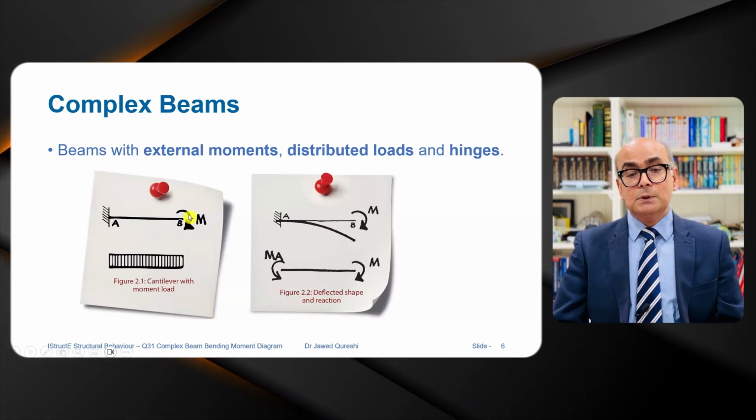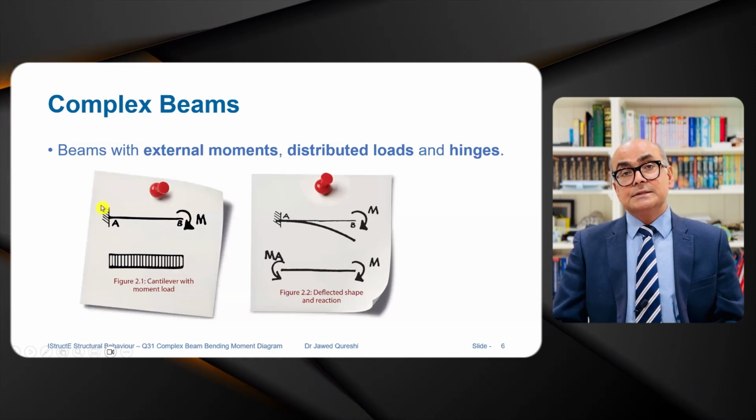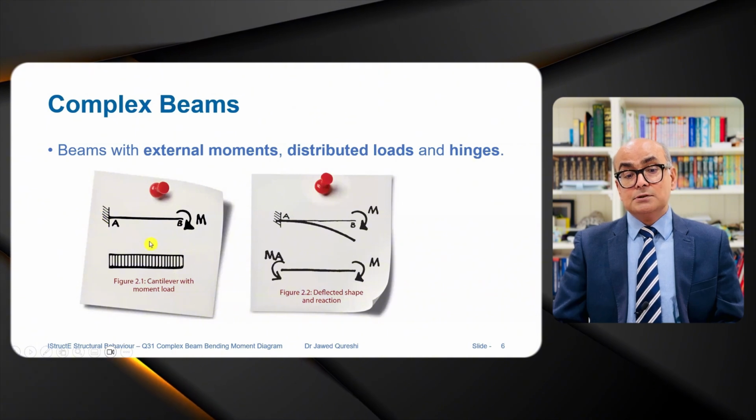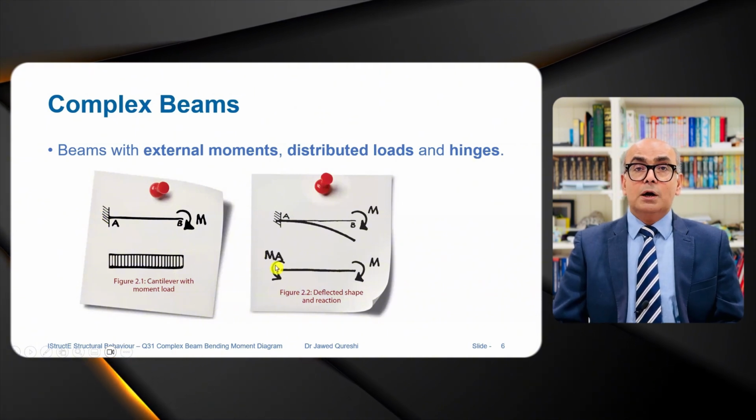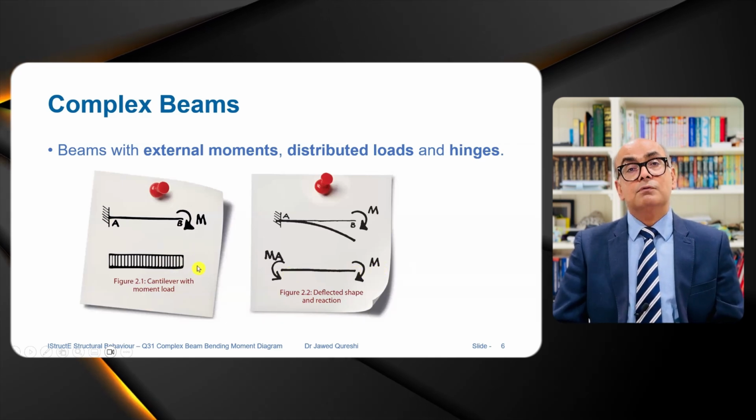In this scenario, you can see when we apply moment which is clockwise at B, it develops a resisting moment. It is not changing at all throughout the span. It means that there is no point of contraflexure over here.